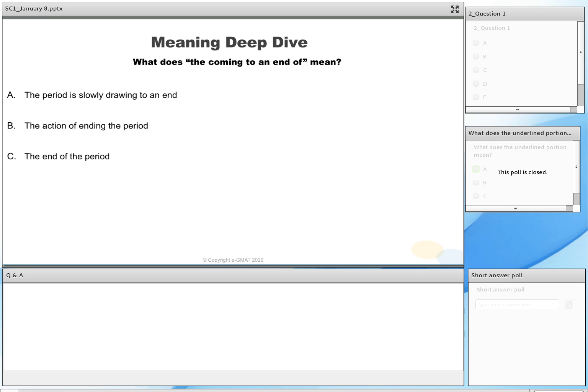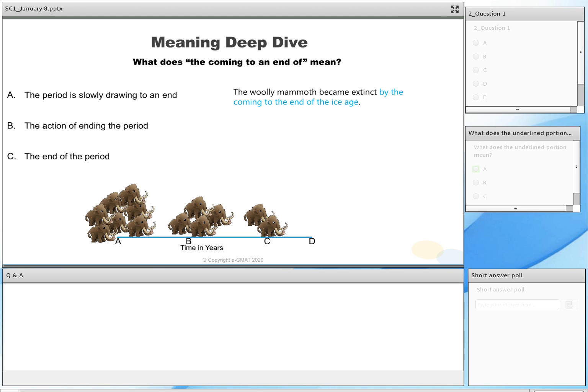Okay, so let's talk about this. The coming to an end of, and I've got some illustrations. My woolly mammoths. Shraddha made this for me, and it's a great visual illustration for any visual learners out there. So if we have the sentence, the woolly mammoth became extinct by the coming to an end of the Ice Age, I get this sense that in period A, I had this large group of woolly mammoths. And by the time I get to period D down here, I see that slowly over the course of time, these woolly mammoths have become extinct, right? So slowly as the period's been drawing to an end, the number has declined over the course of time.